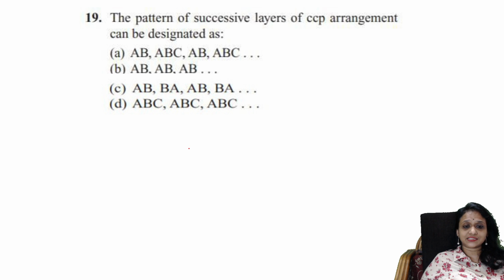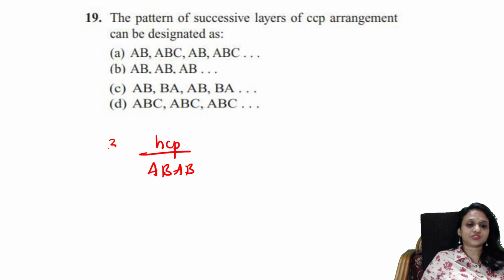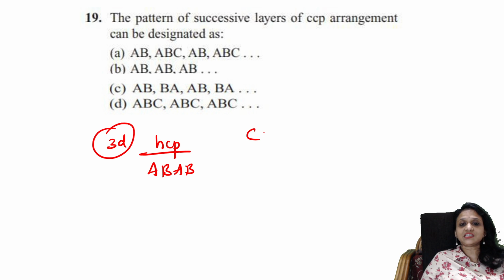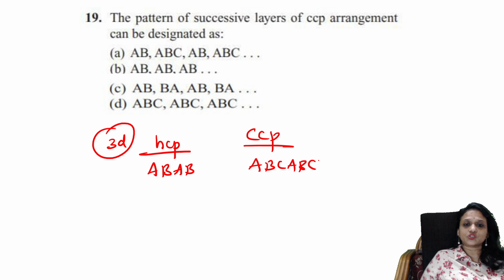Alright, I said something just now. HCP packing is always ABAB type. This is three-dimensional. Okay. CCP packing is always ABC type. So when they say CCP, remember the type of packing is this.